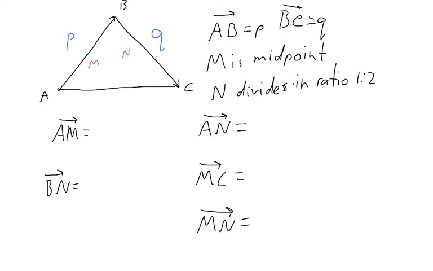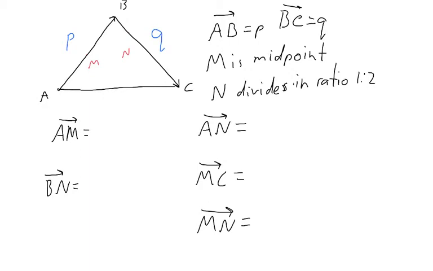In this example, we're going to use scalar multiplication to help us solve and find expressions for the vectors shown below. For example, AM, BN, AN, MC, and MN. Now, the given information that we have is that vector AB equals P, vector BC equals Q, M is the midpoint of AB, and N divides BC in the ratio 1 to 2.